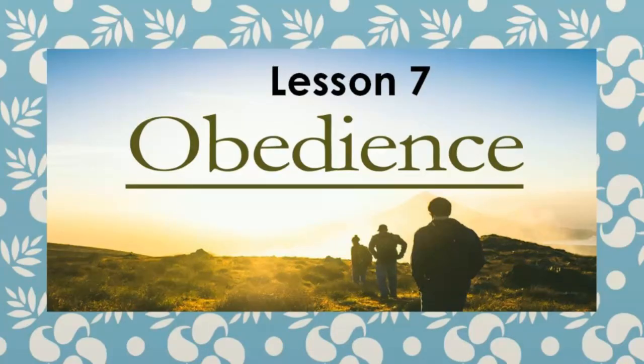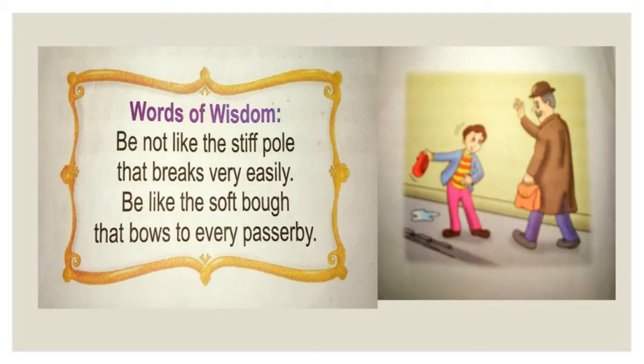Obedience. Obedience in human behavior is a form of social influence in which a person yields to explicit instructions or orders from elders or superiors. Now, let me see the importance of obedience.